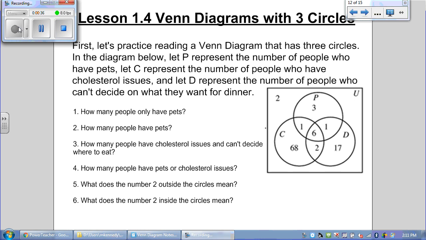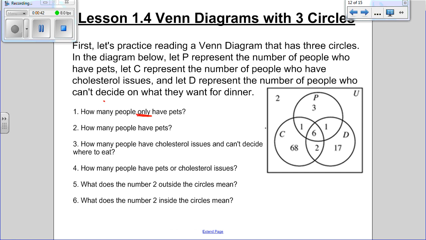So the first question says, how many people only have pets? The word only is important. That means they have pets and they don't have cholesterol issues and they can't decide where to eat on dinner. So how many people only have pets in this thing? It'd be 3. So it'd be that number right there, because that's the only thing that doesn't intersect with the other two. It's in the circle P, but it's not in any of the other circles. So the answer to this one would be 3.